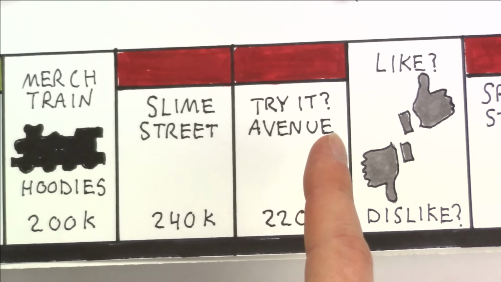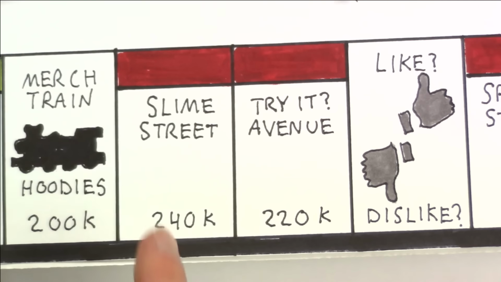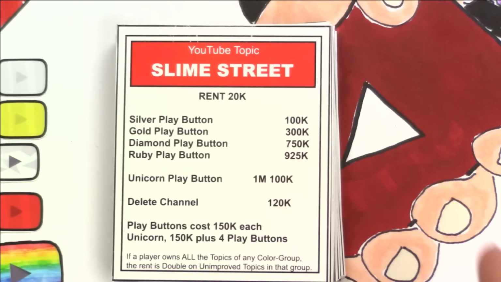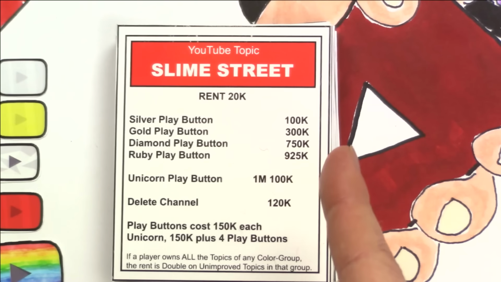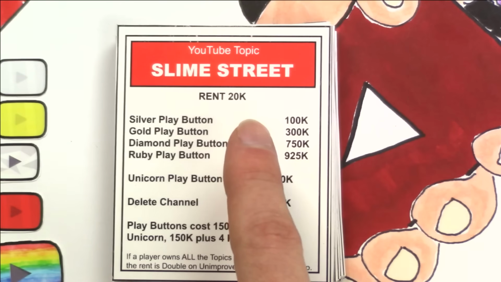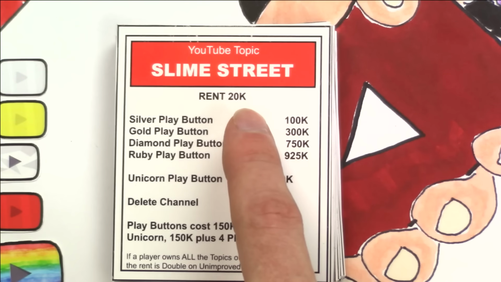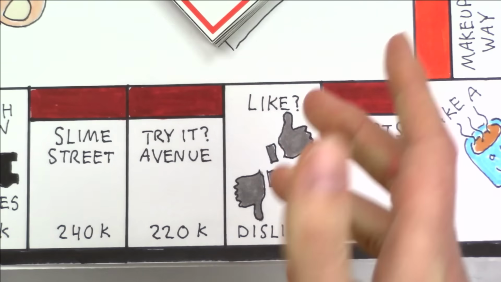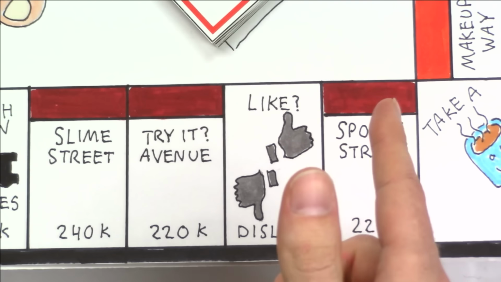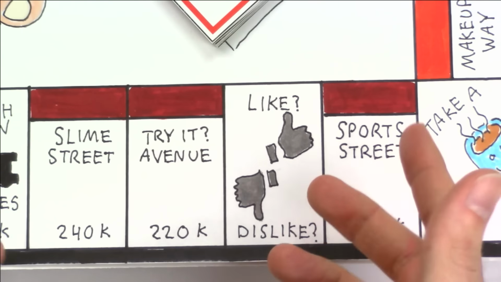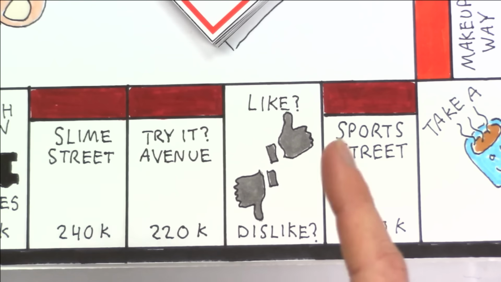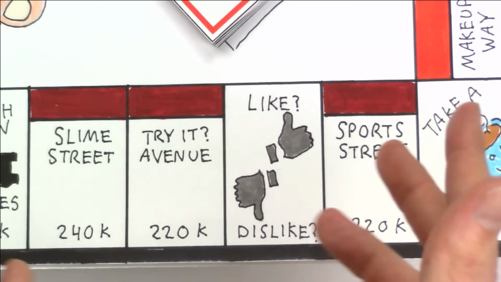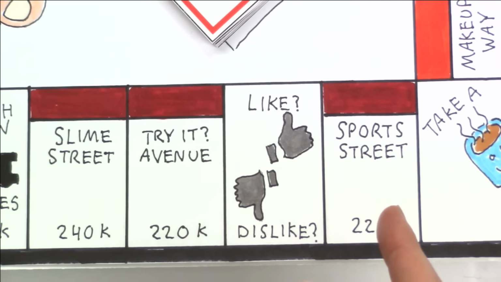Now, for example, if you buy Slime Street for 240,000 views, then you get the Slime Street card. And if another player lands on Slime Street, then they have to pay you 20,000 views for rent. But if you own all of the topic cards of one color, like all of the red cards, then you would have Slime Street, Triad Avenue, and Sports Street, then you can start adding play buttons to your topics.